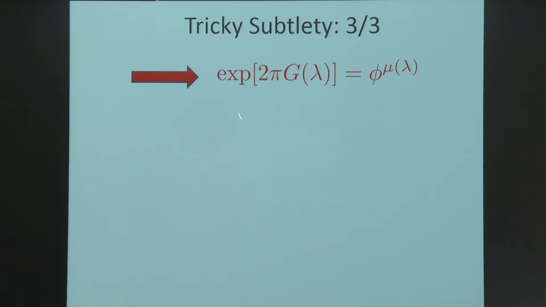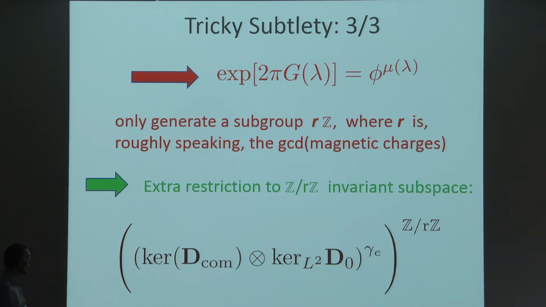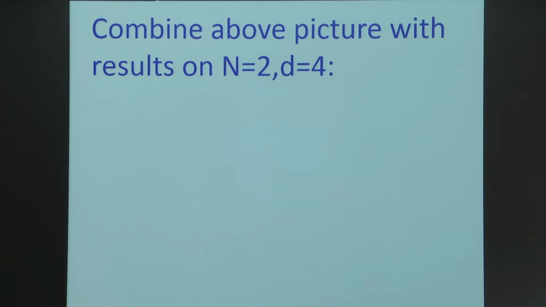Okay, so these isometries are these powers of the generator, and they only generate a subgroup of the deck group where R is, roughly speaking, the GCD of the magnetic charges. It's exactly that in the simply laced case. So we've got to put an extra restriction on the kernel here, and that's what I think the semiclassical smooth vanilla BPS space looks like. Okay, so that's the end of that. Now let's apply it.